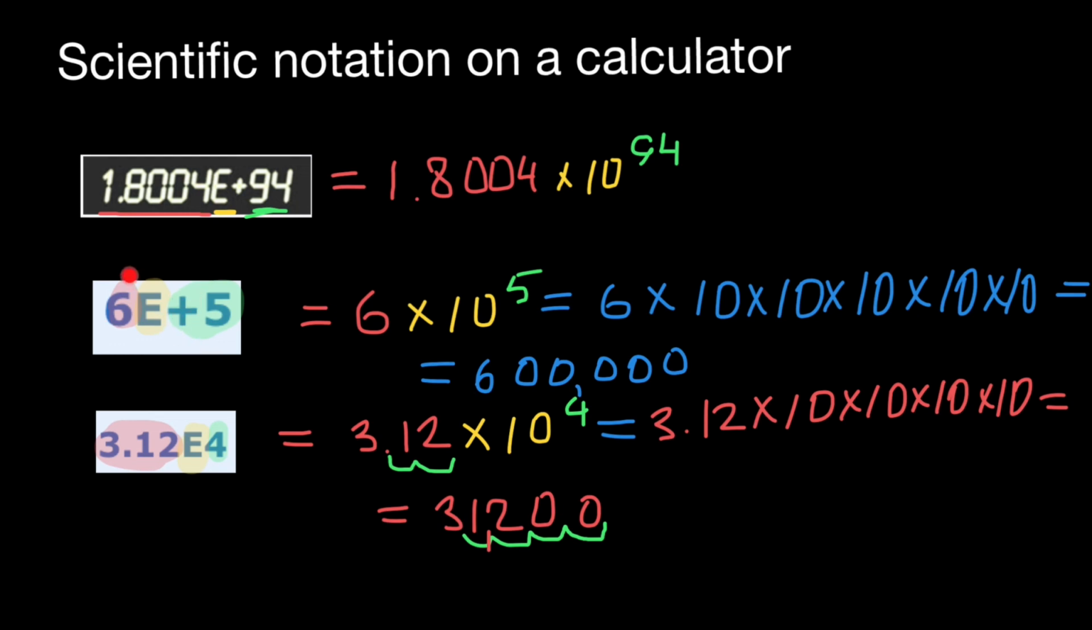Just want to bring to your attention again that we can use the positive sign, but we also can exclude the sign if we are going to get 6e5. And this is going to be the same as 6e plus 5. But if we use a negative exponent, then we always should put a minus here.